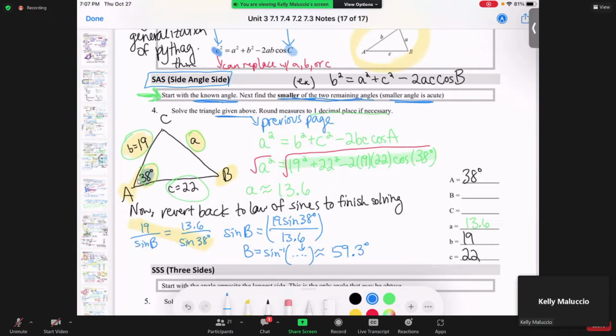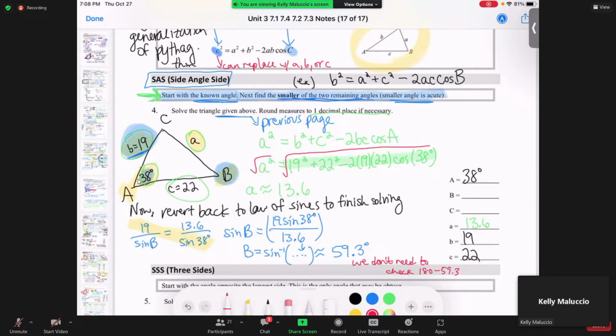But for this one, you do not have to. So we started, well, I guess maybe this is what we were talking about here, where we start with the known angle and find the smaller of the 2 remaining angles. So we took that smaller side, or the angle across from the smaller side, and that's what we solved for first. And I'm going to note here, we don't need to check for another triangle like 180 minus 59.3, because it's going to be the first one we are given.